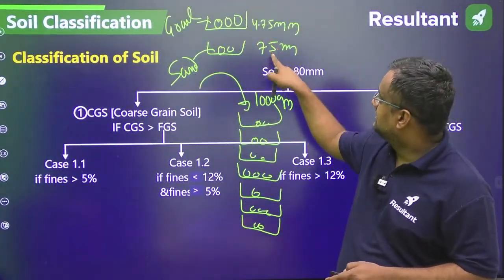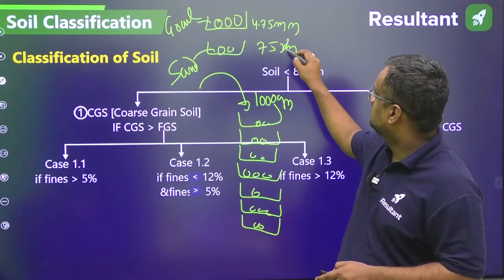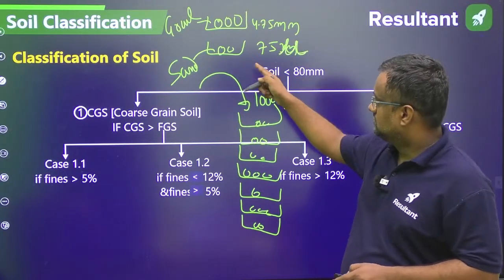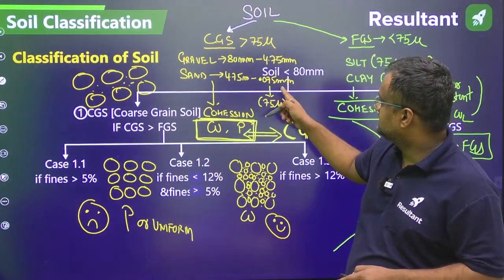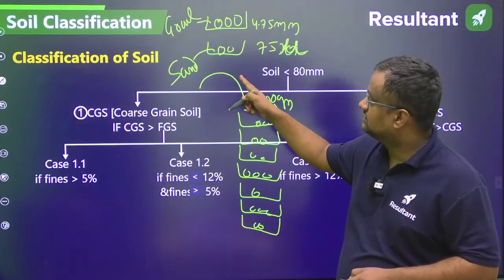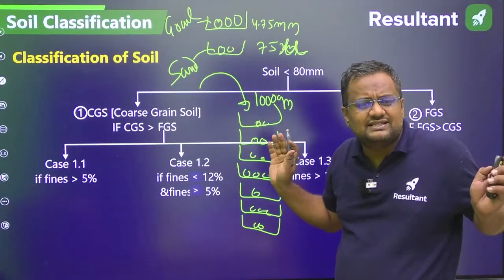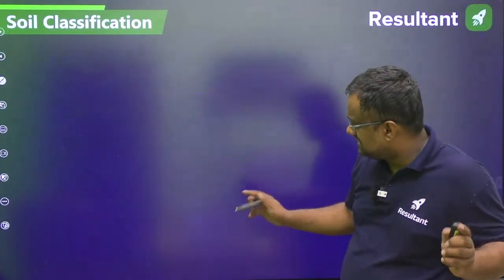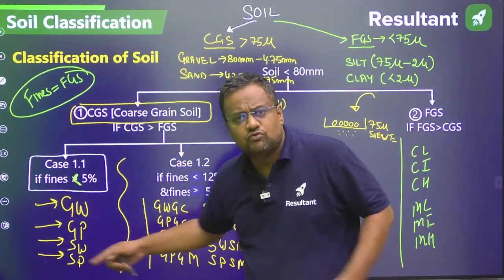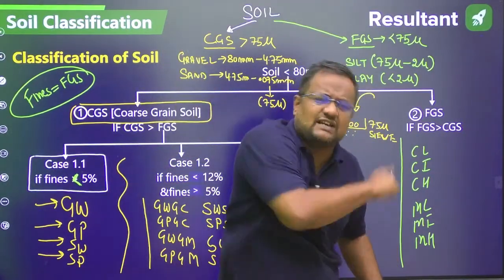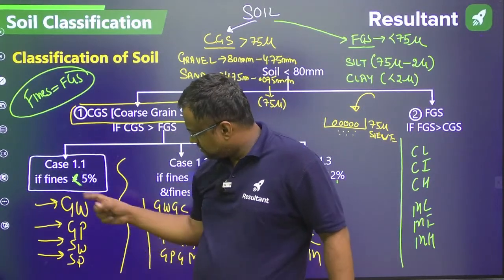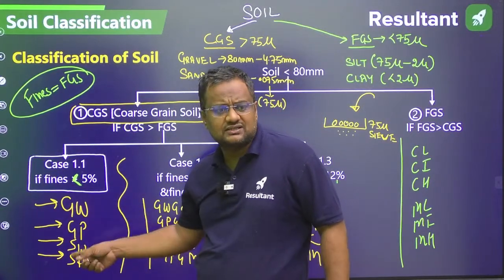gravel, and greater than 75 micron and less than this, that is sand. So gravel and sand we can easily distinguish. So sometimes name is gravel G and sometimes S. Guys, let us stick to this case, when fine grained soil is less than 5%. So name will be G or S.